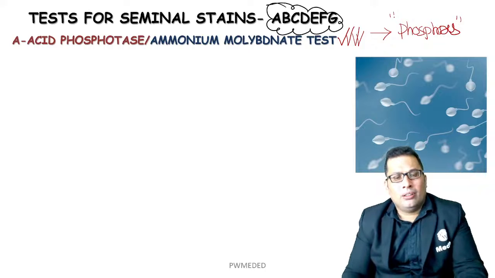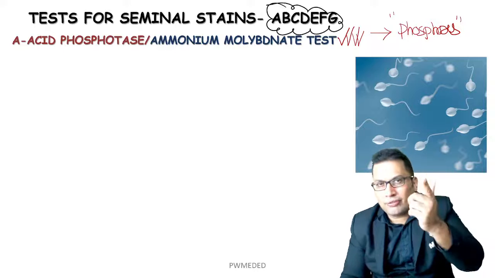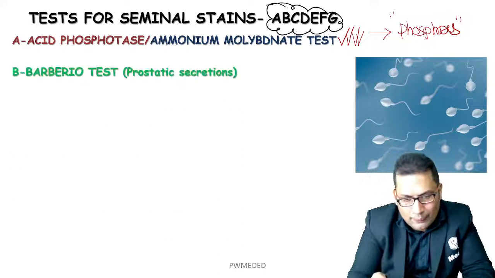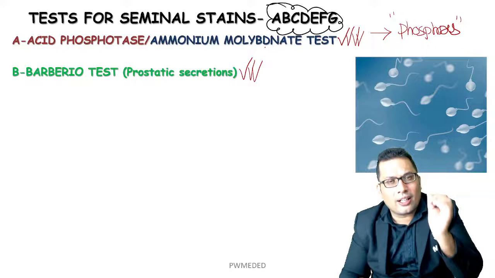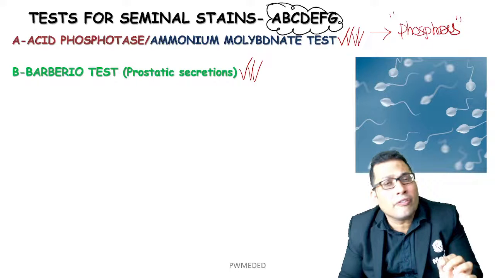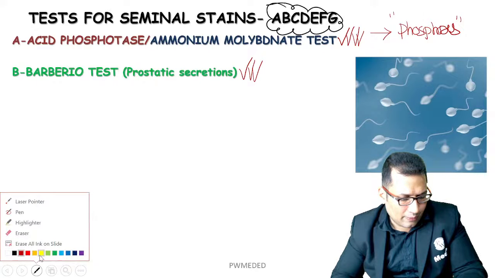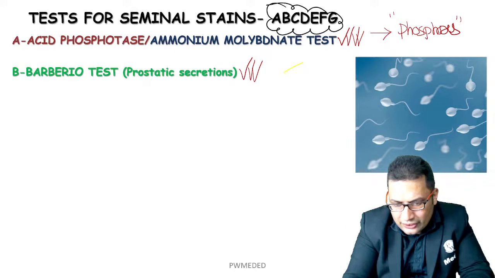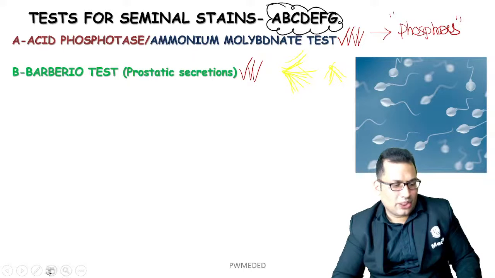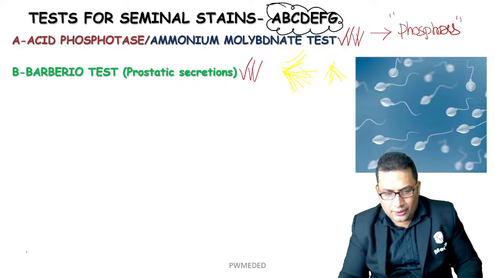A for acid phosphatase or ammonium molybdate test. B for Barberio test. In the Barberio test, you will see yellow needle-shaped crystals of spermine picrate. Every word is important here. Yellow needle-shaped crystals of spermine picrate in case of Barberio test.